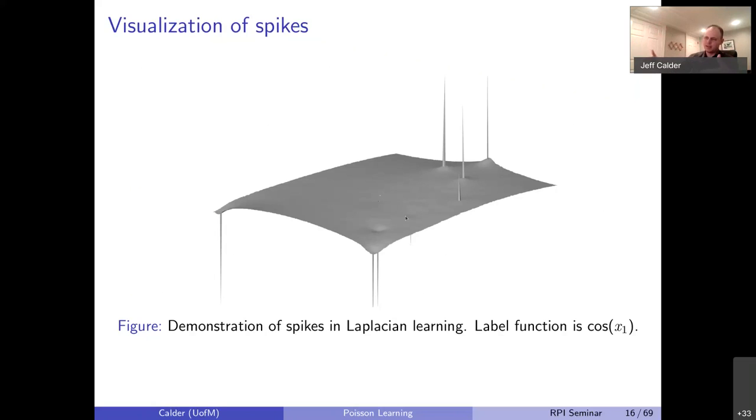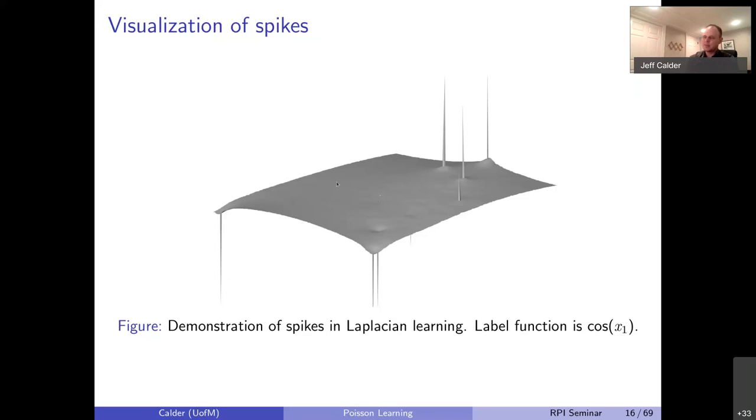So you triangulate that point cloud, and then you plot the actual surface you get by taking the xy coordinates plus the height plus the value u of x at that point. And what I'm using for my label function that I'm sampling is cosine of x1. So the x1 axis is along this way, if you can see my mouse. And so minus ones are over here, plus ones are over there.